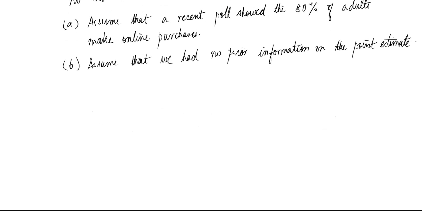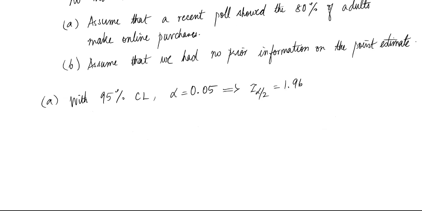Let's collect all the details we have. So for part A, with 95% confidence level, we know that alpha is 0.05, which means your Z alpha over 2 from the table, or if you're interested in doing the calculation from scratch, you can do that, comes out to be 1.96.